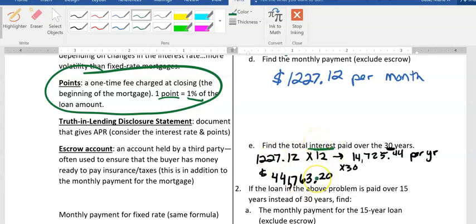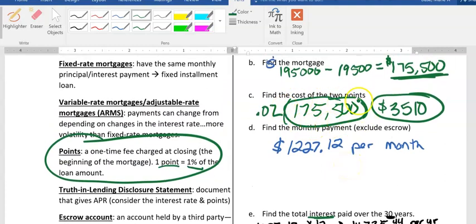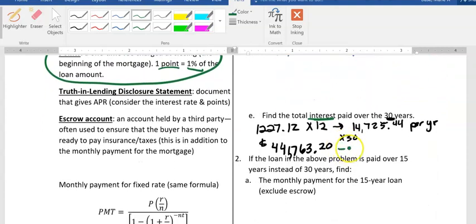Now be careful here, because the question asks us just for the interest that is paid. Not all of that is interest, because remember, we borrowed $175,500 from them. So that's not part of the interest, that's part of the principal. So I need to subtract that amount, $175,500, and when I do that, it will now give me the interest that I pay.